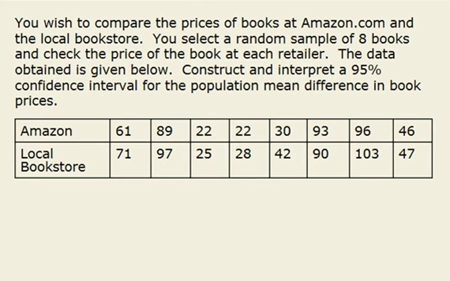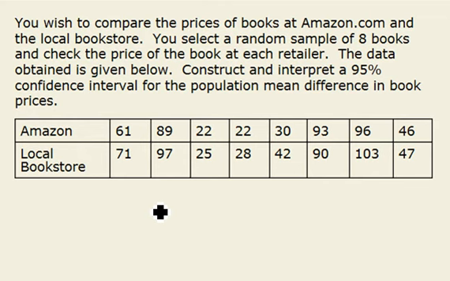You wish to compare the prices of books at Amazon.com and the local bookstore, so you select a random sample of 8 books and check the price of the book at each retailer. The data is given below, and we want a 95% confidence interval for the population mean difference in book prices.